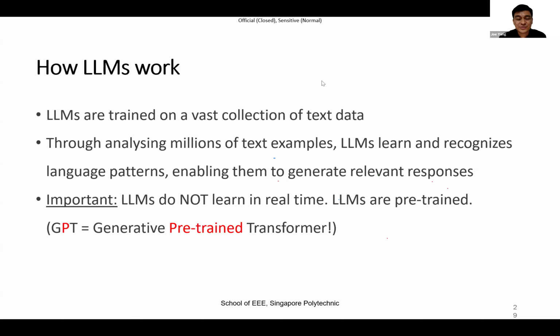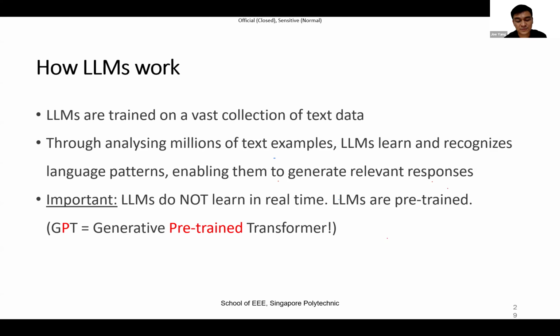And LLMs, as you know, are models that train on large collections of text data. Through analyzing millions of text examples, for ChatGPT 3.5 or ChatGPT 4 or GPT-4o, they are trained with multiple examples, multiple texts, multiple contents, including dictionaries and papers. They are being trained with that.